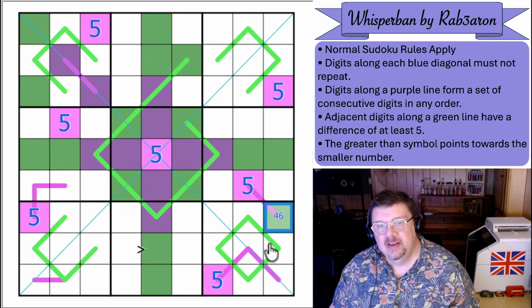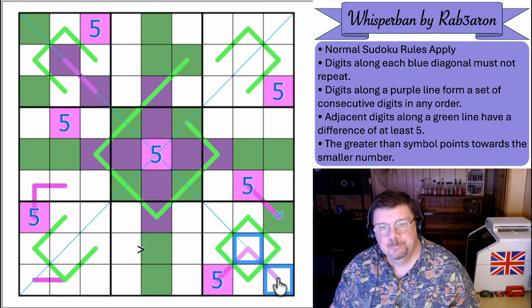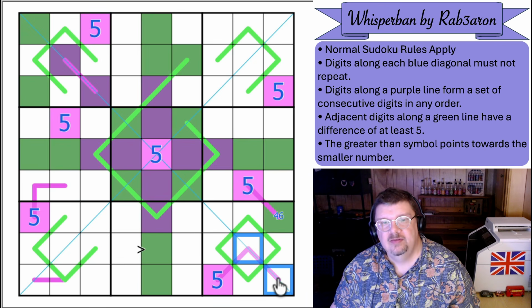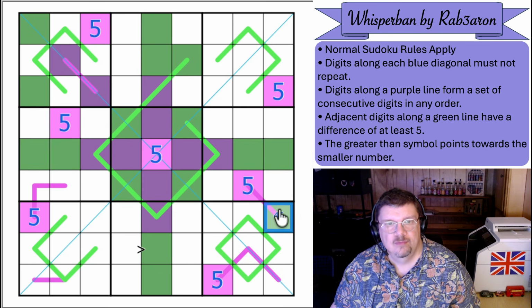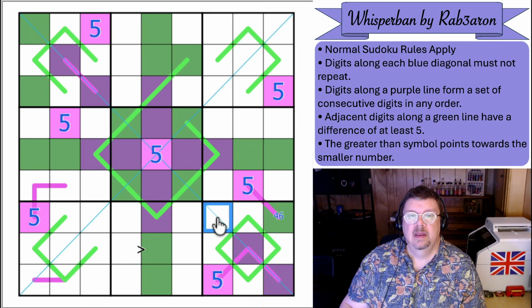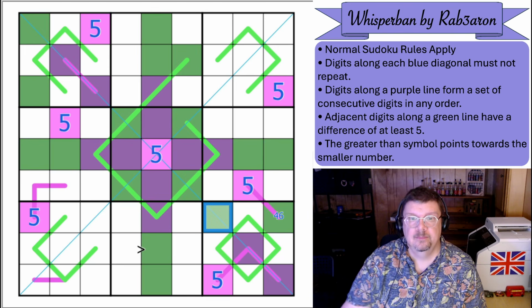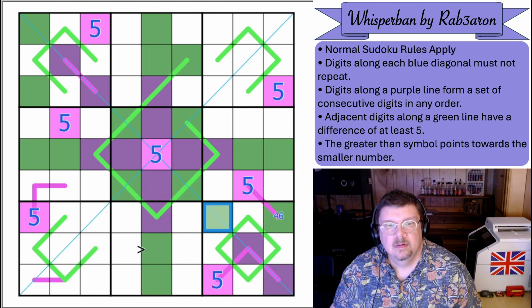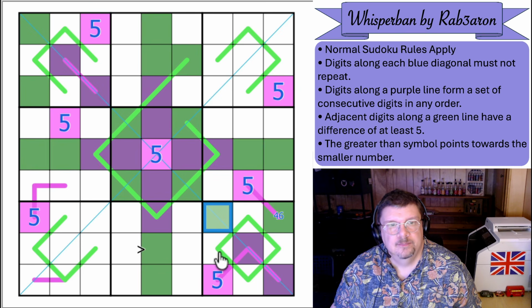That means that the other of 4 and 6 is on this line, and it has to be with the 3 or the 7. It can't be a 4, 5, 6 line because one of 4 and 6 is here. That means that these two digits are purple and this one is green. Okay.